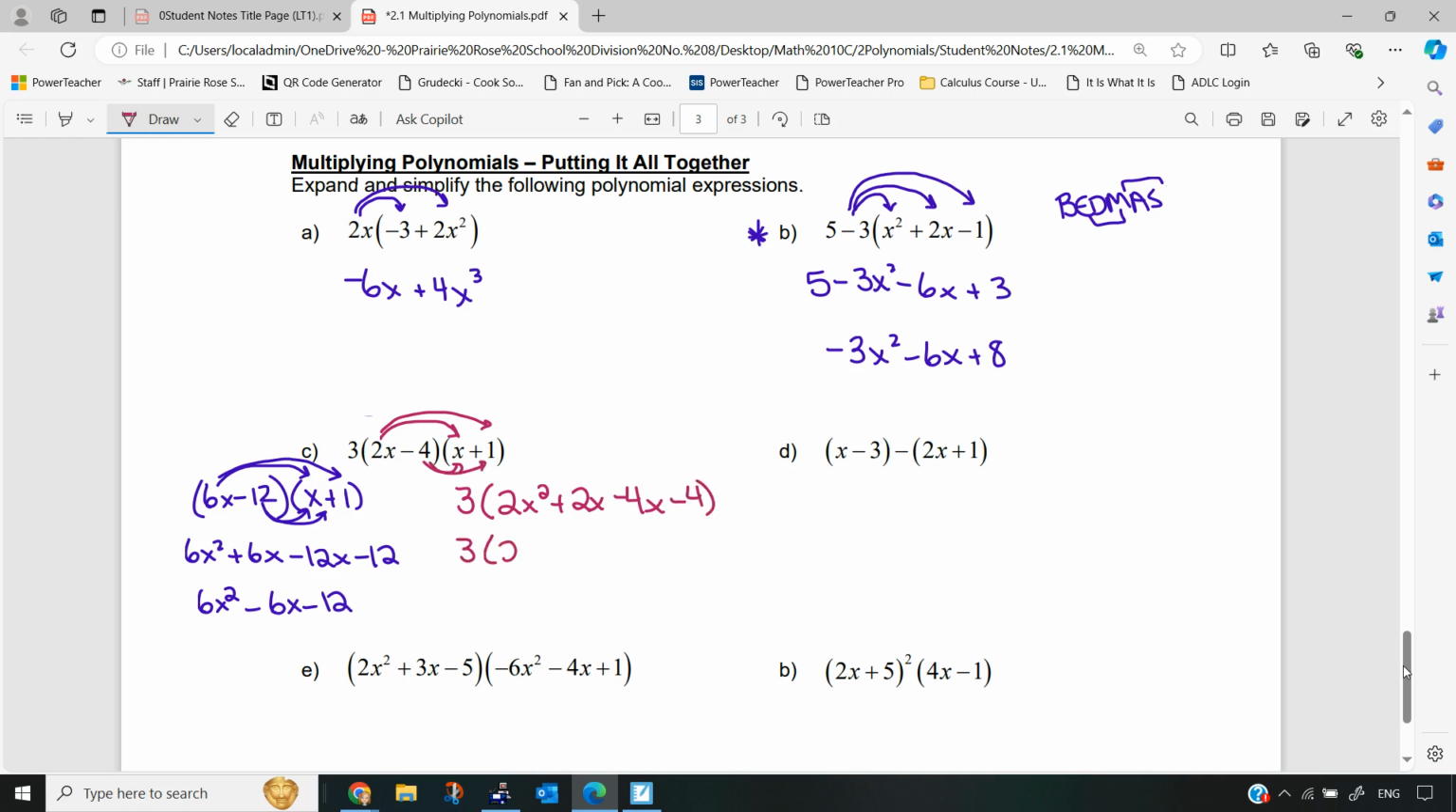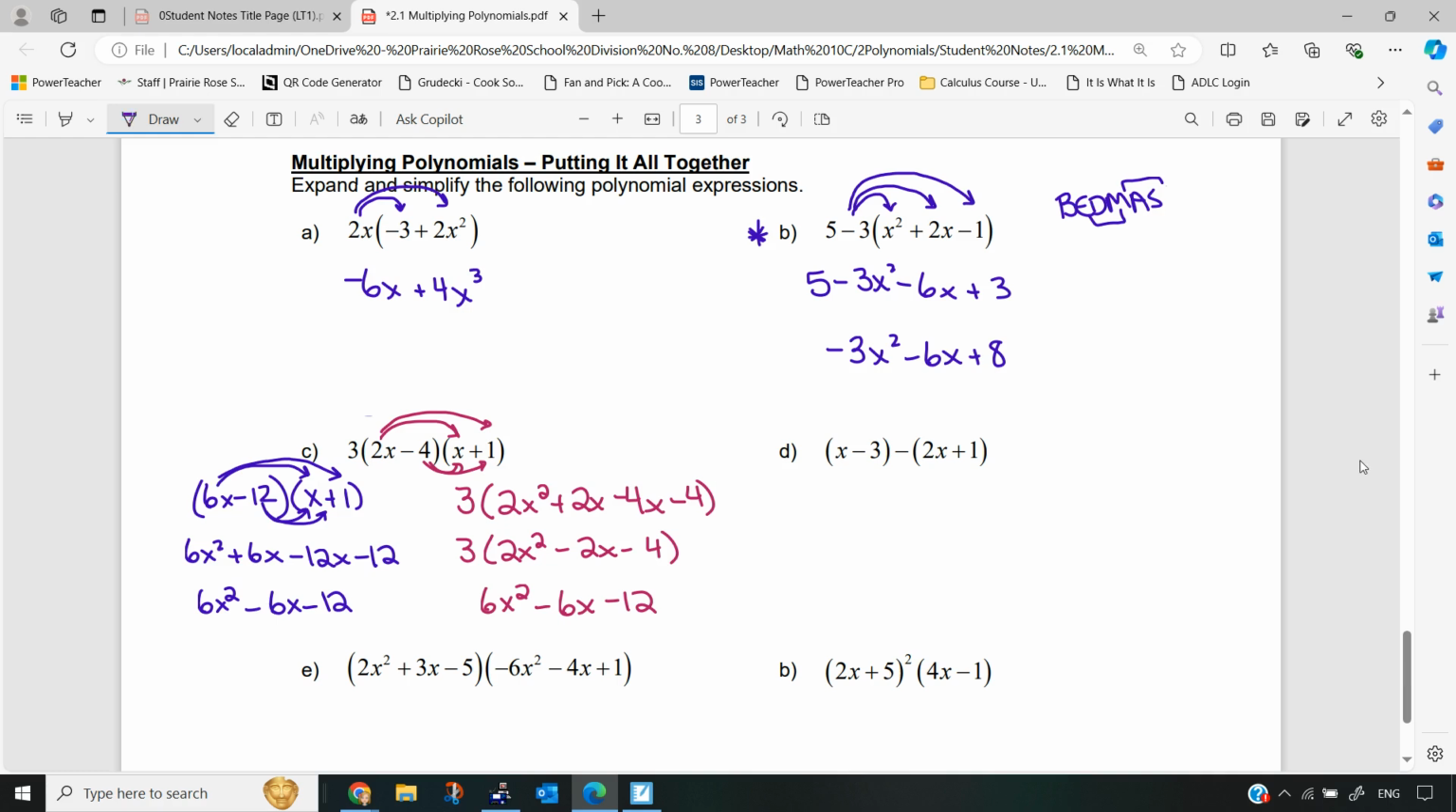Combining like terms, I'm going to have 2x squared minus 2x minus 4. And then distributing the 3 through, I'm going to have 3 times 2x squared is 6x squared. 3 times negative 2x is negative 6x. And 3 times negative 4 is negative 12.